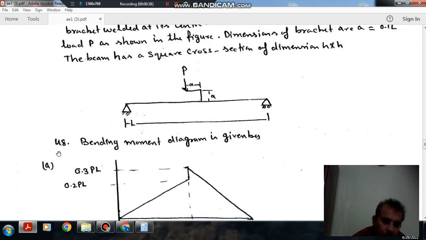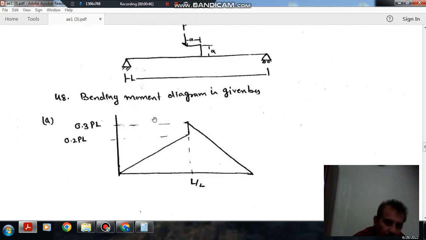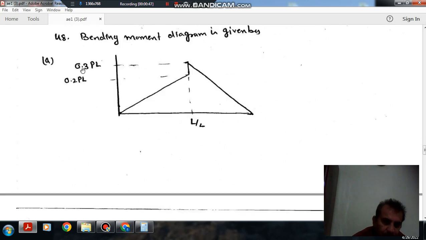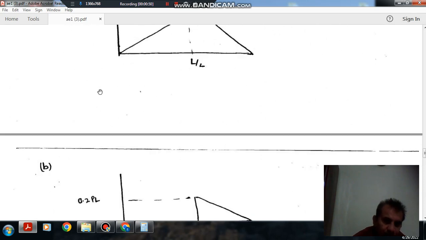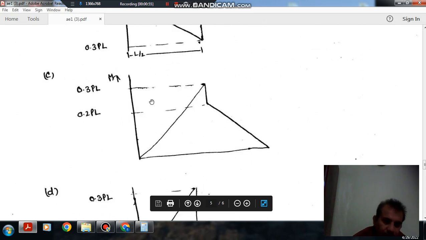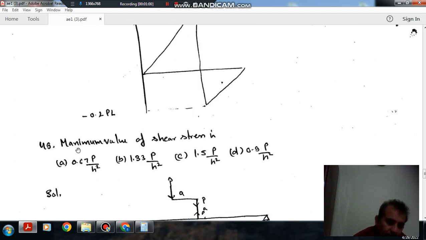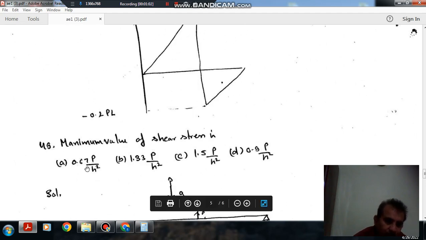So question number 48: the bending moment diagram is given by which of these options. Option A, this diagram, this is 0.3 PL, this is 0.2 PL. Option B, the diagram is like that. Option C, this diagram. Option D. And question number 49: the maximum value of shear stress is option A 0.67 P by H square, option B 1.33 P by H square, C 1.5 P by H square, and D 0.9 P by H square.